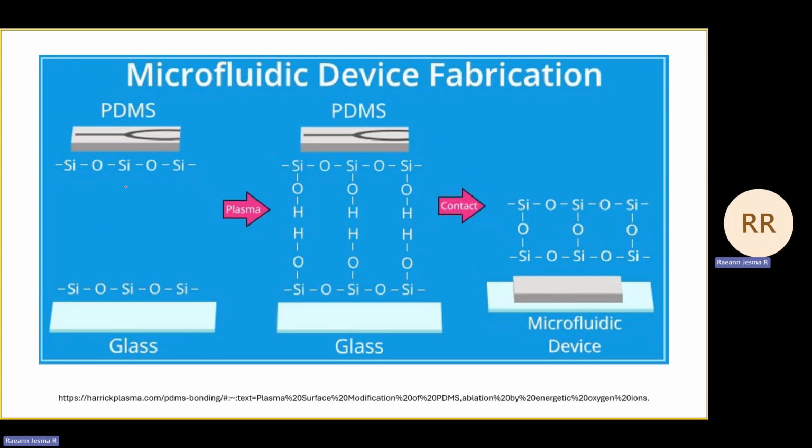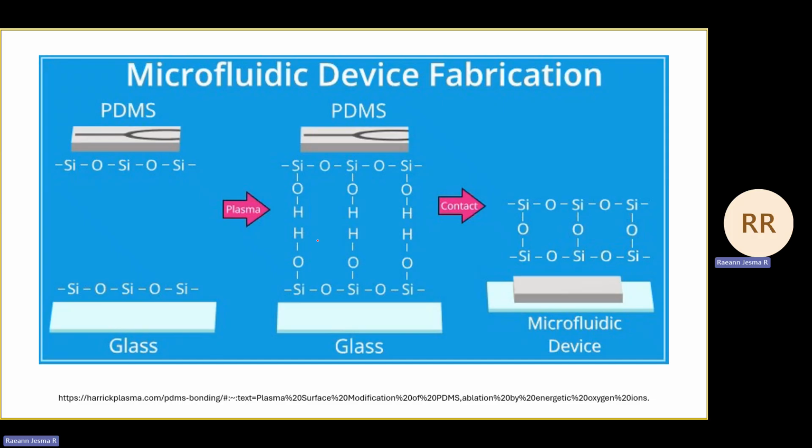Once we pattern a PDMS substrate by using replica molding, we oxidize this PDMS in air or oxygen plasma. This will remove any organic or hydrocarbon material present on the surface of the PDMS, and we will have SiOH bonds at the surface. Similarly, when we do oxygen plasma treatment of glass, it will also remove any organic material, resulting in the formation of SiOH groups on the surface. This SiOH is called silanol groups.